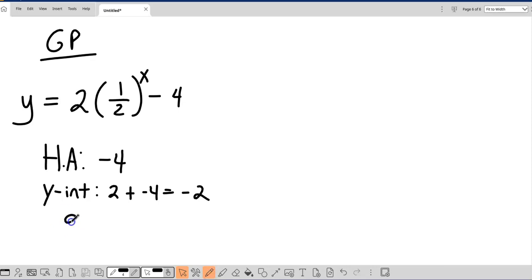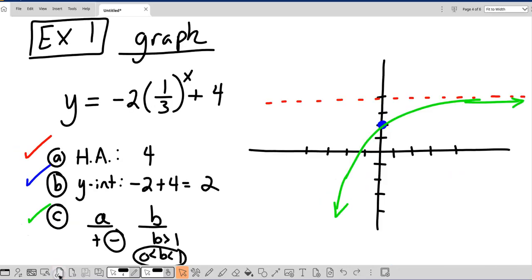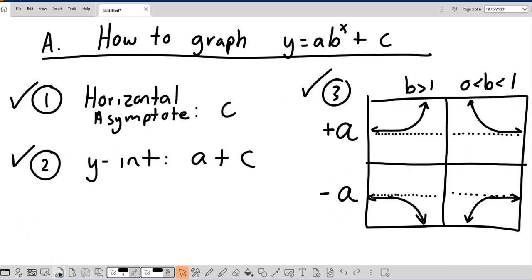Anthony, what should I say about my A value? My A is positive this time. That's the 2. And what should we say about my B value? Less than 1. So it's between 0 and 1. All right. Go ahead and take a look at your little chart here. See if you can find which one would match that criteria.